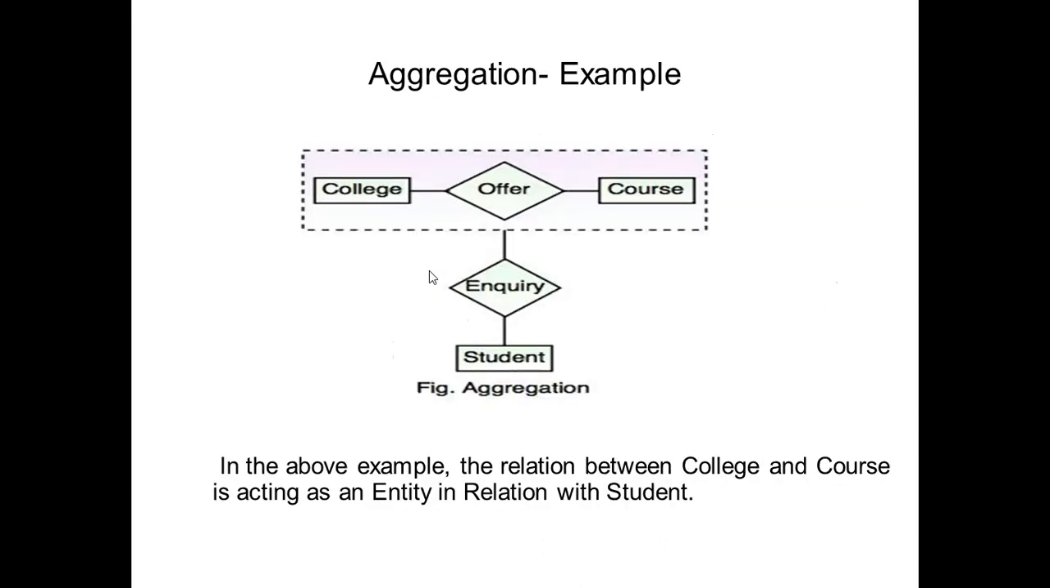We can see the example. Now see here, college and course, these two are the entities. These are connected using the relationship offer, but there is another entity, that is student. Now in this case, these entities college and course are considered as a single entity, and this combined entity is connected to the student using the relationship inquiry. Means here the relationship between college and course is acting as an entity in relation with student.